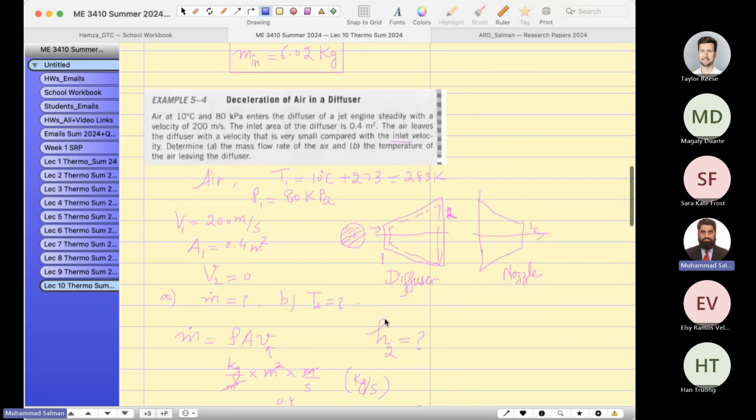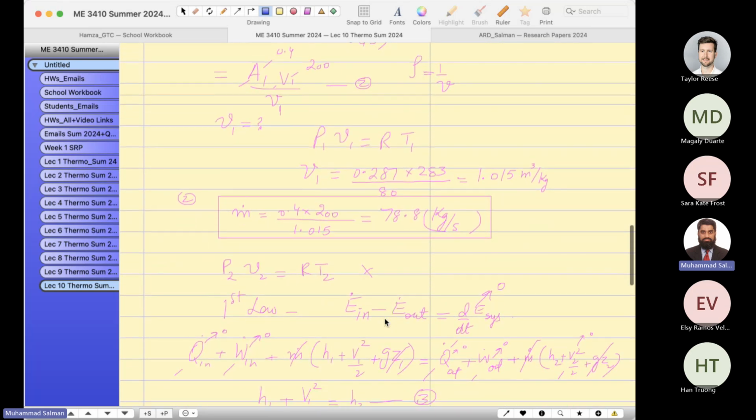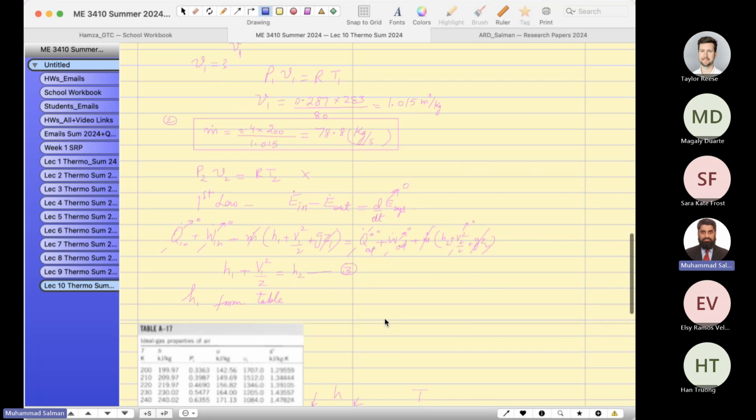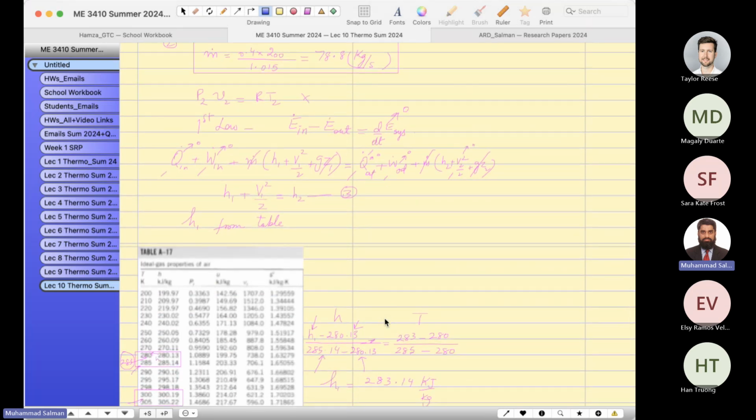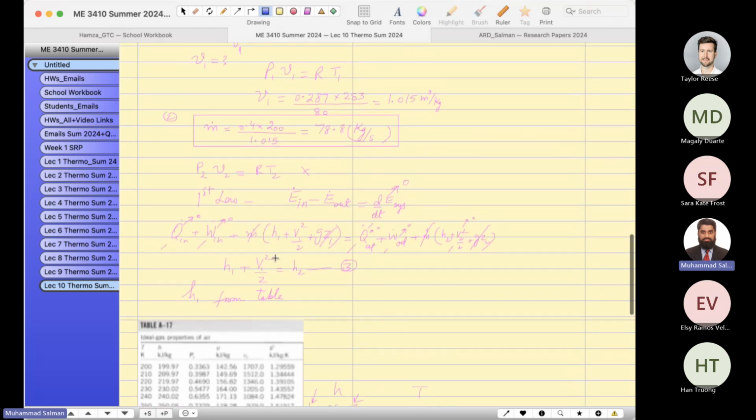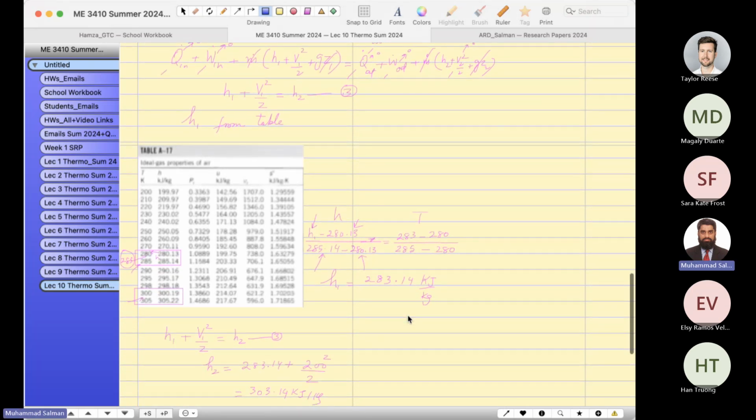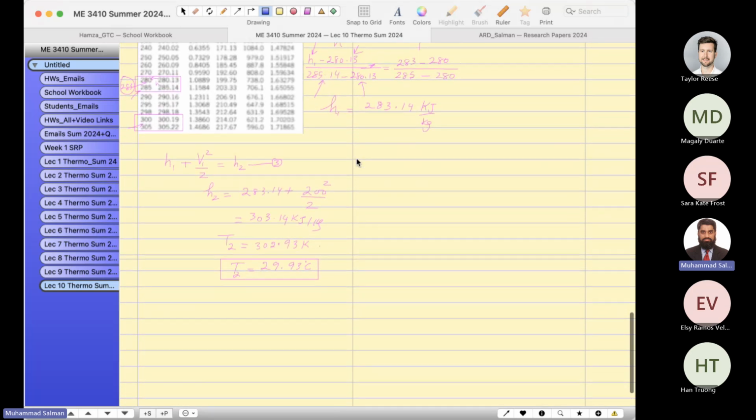The first part was quite easy. The mass flow rate was to be found. The second part was a little lengthy, but it is not difficult. First law in control volume contains enthalpy, but in a closed system you do not get H, because H is part of U plus PV. PV over there is zero, no flow. And then from this first law of thermodynamics, you get H2, and the corresponding table gives us the value of the temperature. Do you guys understand this question?